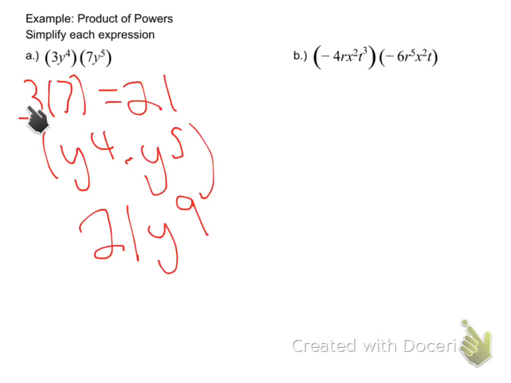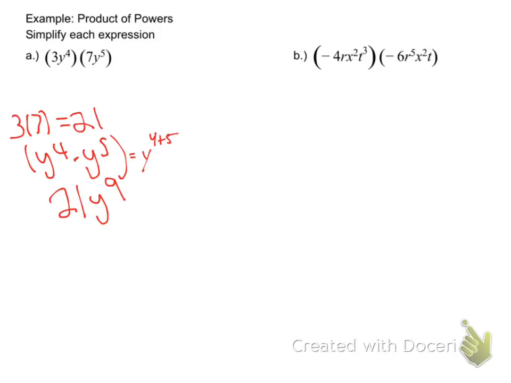He broke up the 3 and the 7 out front, did those together, got 21. He also recognized that he's going to multiply his y's together. And the step that I wish he would have also written is y to the 4 plus 5, which would then lead us to 21 y to the 9th. Is he correct? Yes.